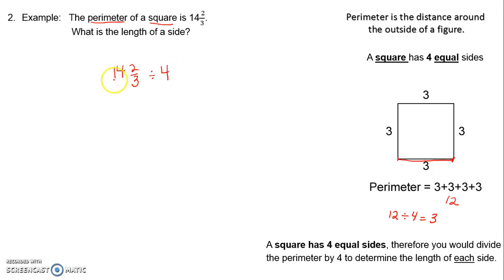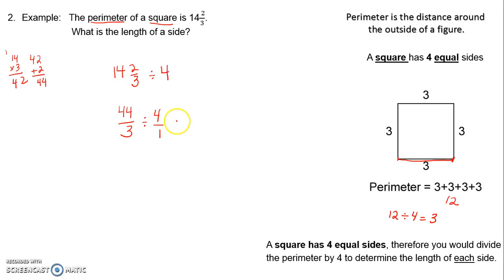So 14 and 2/3, now, on the last slide, we realized that that's really just 44 thirds. 14 times 3, 3 times 4 is 12, 1 times 3 is 3, and 1 more is 4, that's 42. 42 plus 2 more is 44 thirds. So 14 and 2/3 is 44 thirds. We're going to divide that by 4.